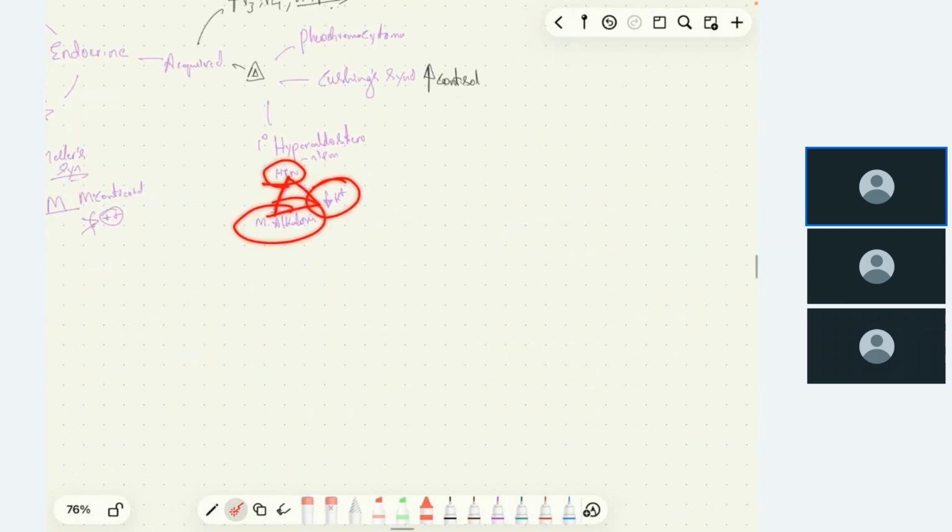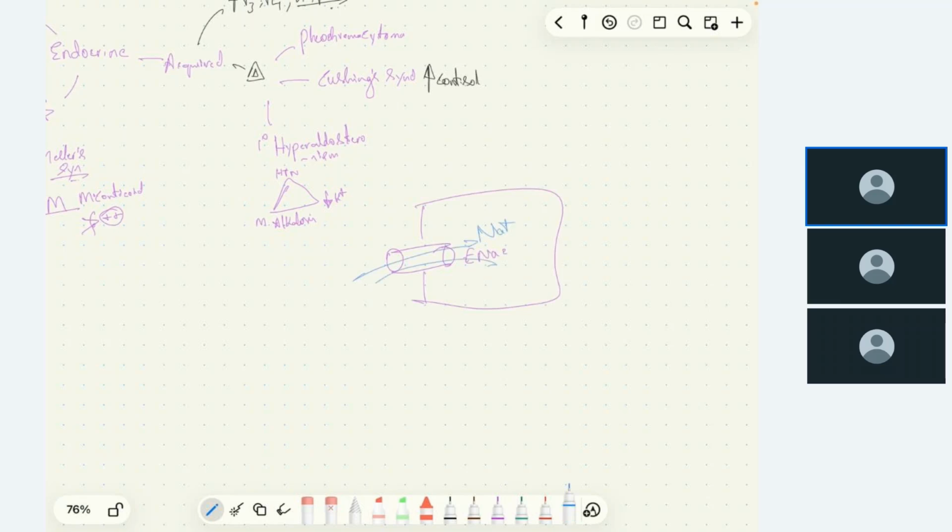Why? Because the ENaC channels are responsible for reabsorption of sodium and excretion of potassium and H+. When there is increased activity of this channel, there will be increased reabsorption of sodium leading on to salt and water retention and hypertension. Increased excretion of K+ leads on to hypokalemia. Increased excretion of H+ leads on to metabolic alkalosis.